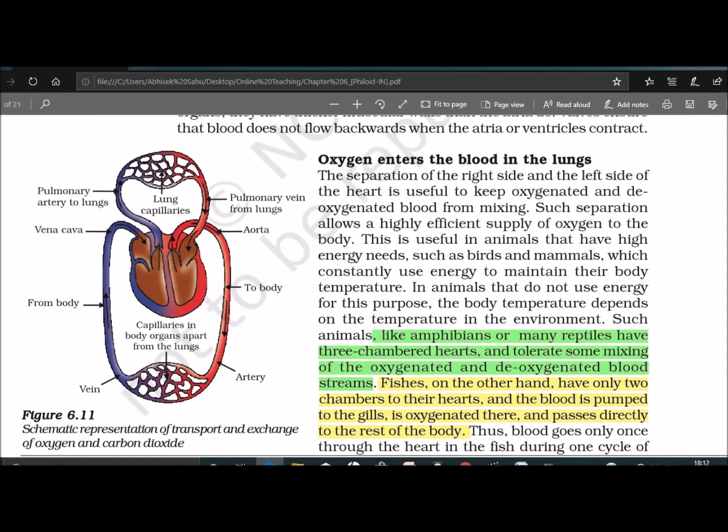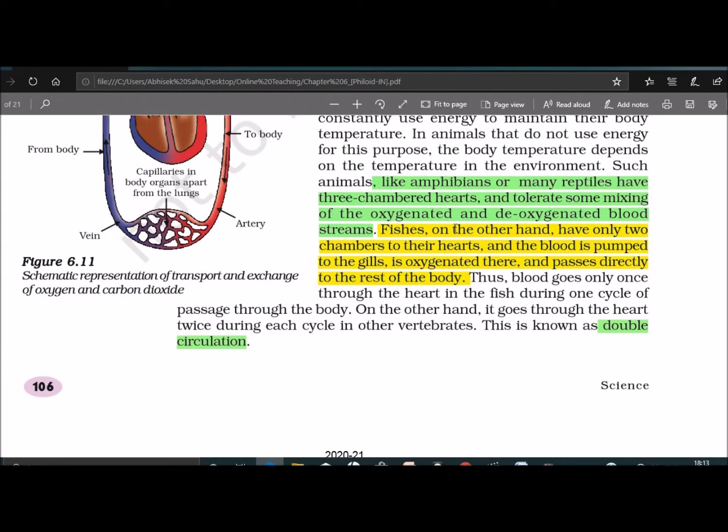This system is important as it separates the oxygenated and deoxygenated blood to ensure the efficient supply of oxygen to the body cells, which helps in maintaining a constant internal temperature and allows birds and mammals to carry out body processes more efficiently.